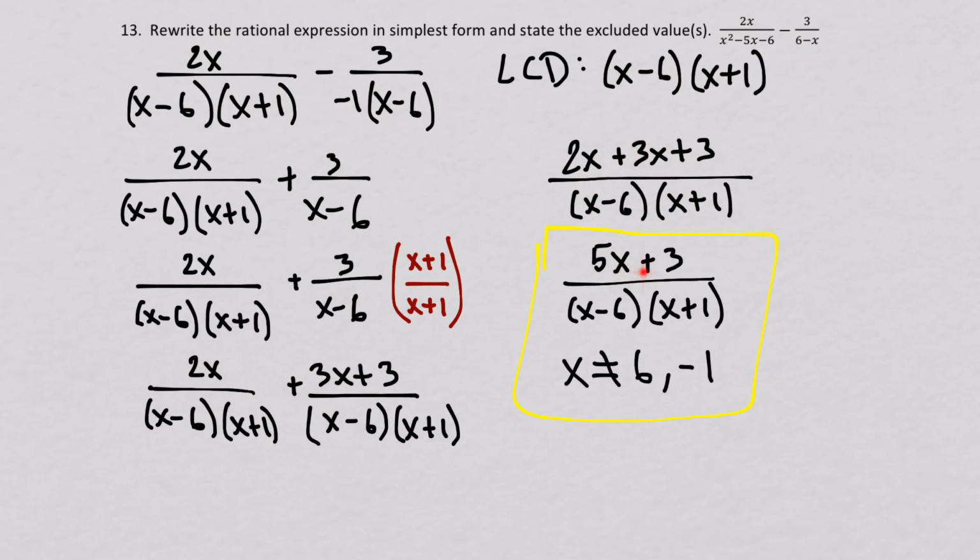2x and 3x make 5x plus 3, and so that is my final simplified expression. I can't factor anything else or cancel anything, so that's going to stay like that. And my excluded values are positive 6 and negative 1.